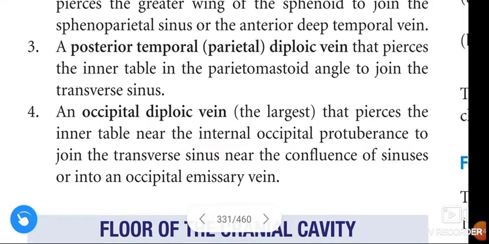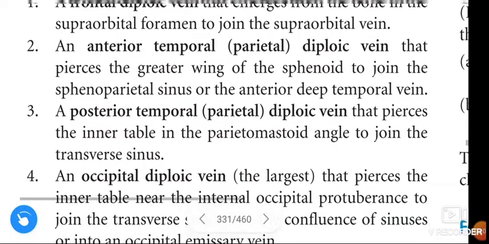And the last one is the occipital diploic vein. An occipital diploic vein is the largest diploic vein that pierces the inner table near the internal occipital protuberance to join the transverse sinus near the confluence of sinuses or into an occipital emissary vein. Okay, these are the 4 diploic veins.